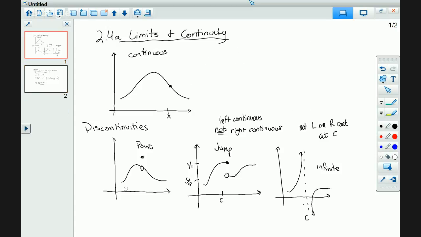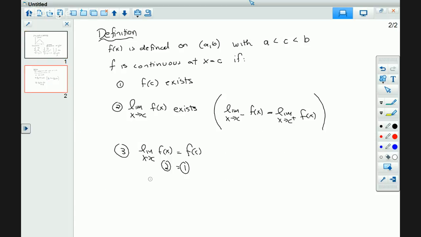This one. Let's say that's 3 and that's 2. What's f of c? 3. What is the limit? 2. Do they match? No, not continuous. Does that make sense now? Okay, really formal definition. I expose you to this because you're going to need it.